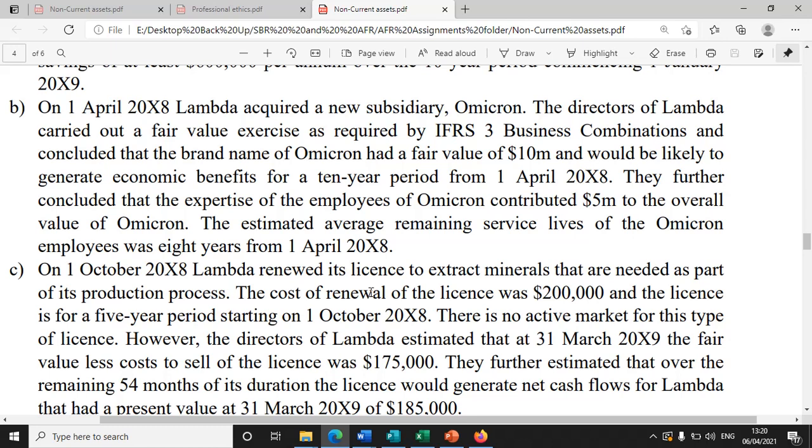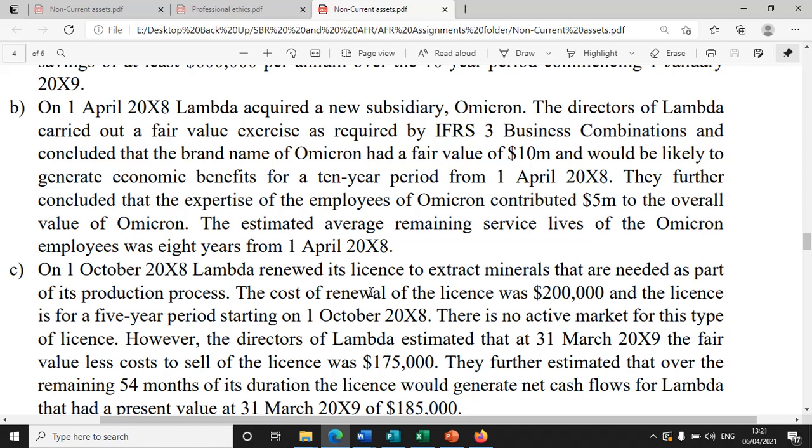Okay, you write the following. The brand name can be capitalized at its fair value of about 10 million. Amortization over 10 years is going to be 1 million, so you divide 10 million by 10. Remember that this acquisition was on 1st April, so we are dealing with full year amortization. The asset CV at the end of the year will be 10 million minus 1, which is 9 million.